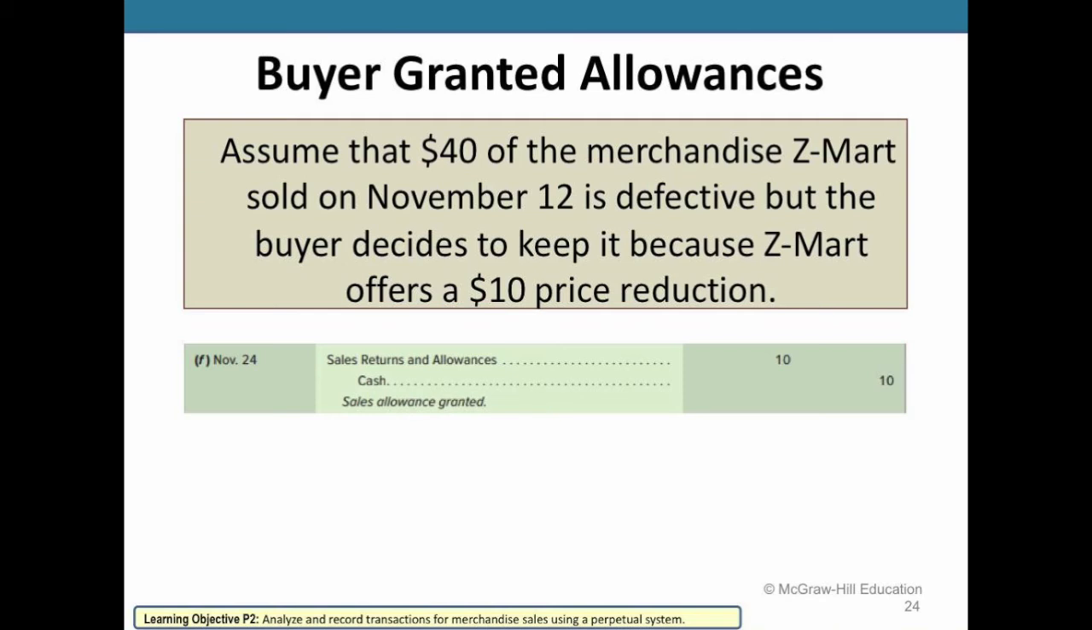We may also, if the item is found to be defective and the buyer wants to keep it, negotiate a reduction in price. So we may still take a sales allowance here of $10. This still reduces from those gross sales to net sales. It'll be a $10 reduction in our net sales amount based on that debit. We're also returning that cash to the customer. So we'll see a credit of $10 to cash, reflecting that it's being paid to that customer.